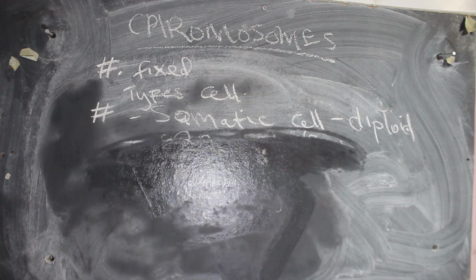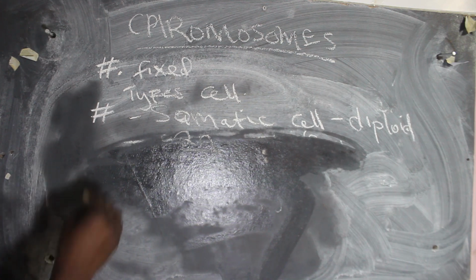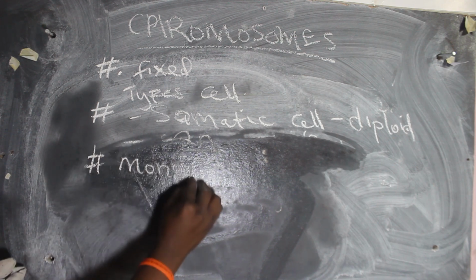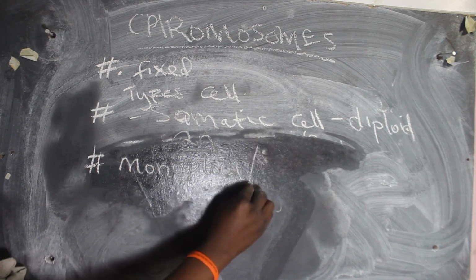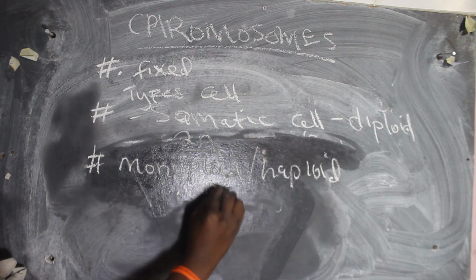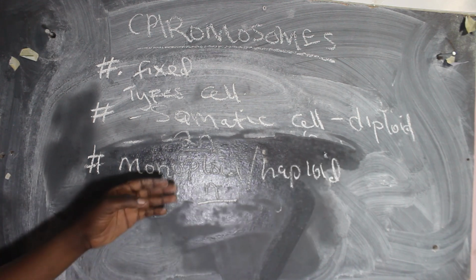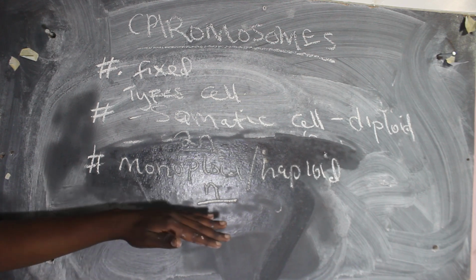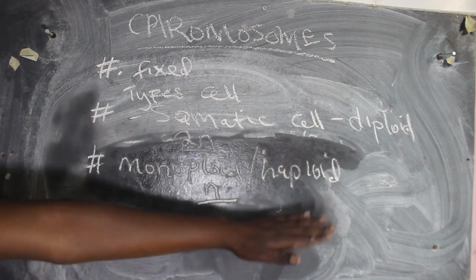And the number of chromosomes in a gamete cell is called a monoploid. Mono meaning one. You can remember the monosaccharide. So it's called the monoploid or the haploid, meaning half, and it is represented by n. Now this is the number of chromosomes in gamete cells, or sex cells.